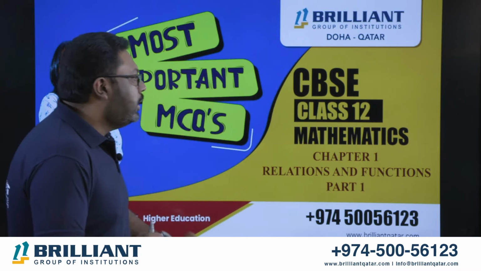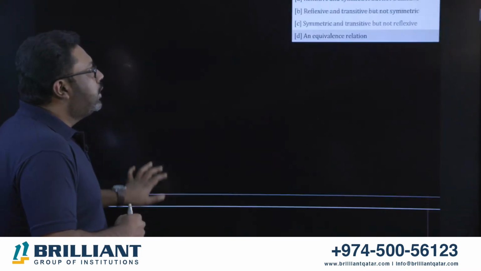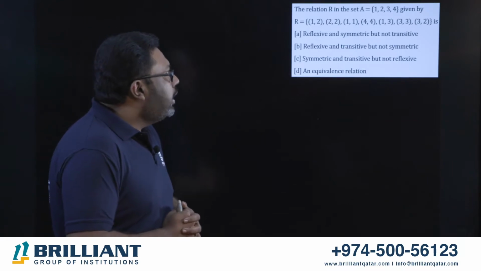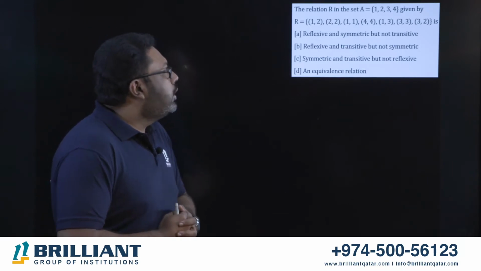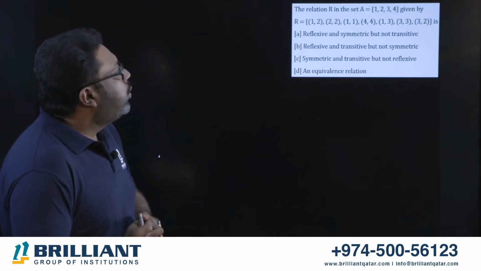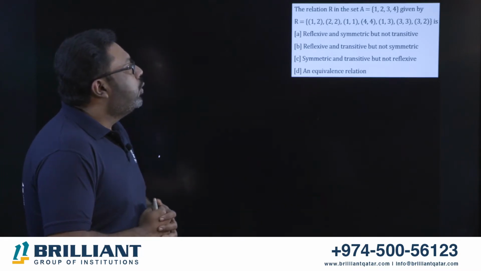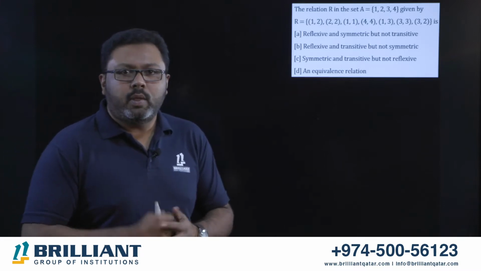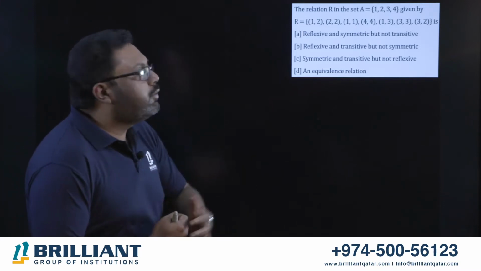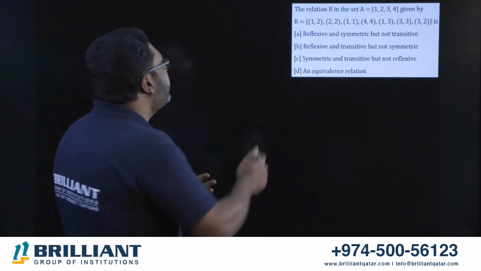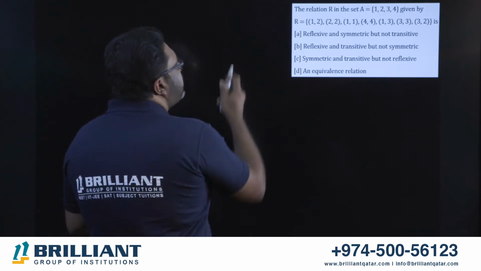Question number 1, my dear students. The relation R in the set A = {1, 2, 3, 4} is given by R = {(1,2), (2,2), (1,1), (4,4), (1,3), (3,3), (3,2)}. We are supposed to verify whether this relation is reflexive, symmetric, transitive, all these conditions. So I want everybody to look at what is given to you here.